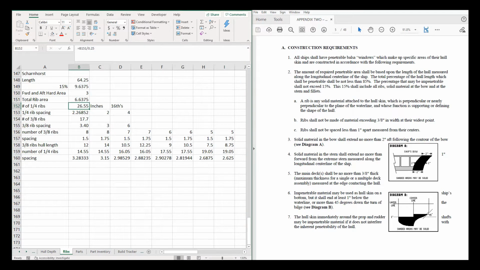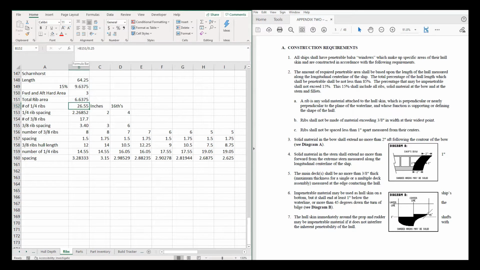What you can see here is 26.55. One thing you want to look out for is avoiding fractions here. If I only have 26 ribs, then I'm leaving a little bit on the table. So if I wanted to change that, I could adjust this to 2.875 for the bow and stern hard area, and then I can get another whole rib out of that. You can see how that works.